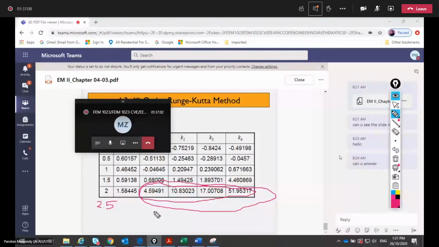At the moment, it is not necessary. You just find K1, K2, K3, K4 using this X and Y, which is enough. So you completed the whole table, and it looks very nice. That is the idea. So you complete the table.